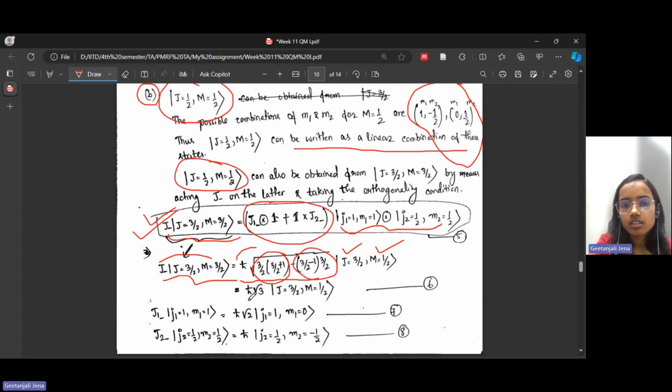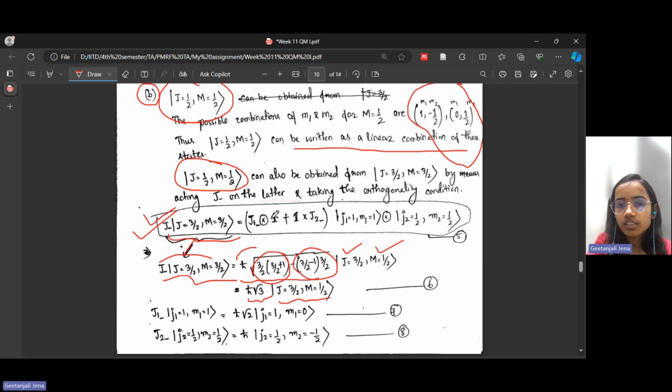So that means this one you get is root 3 h cut, J equal to 3 by 2, M equal to half. Okay, this is the left hand side of this fifth equation. Now if you see the right hand side, we have to individually solve what will be the action of J1 and J2 on this state.